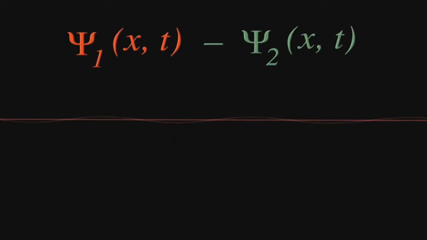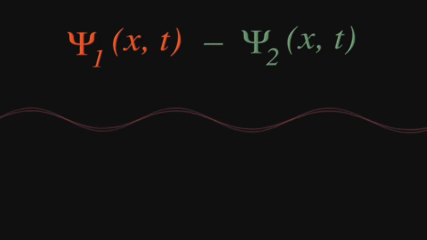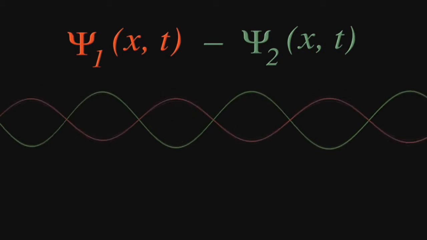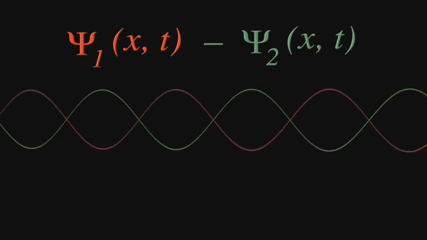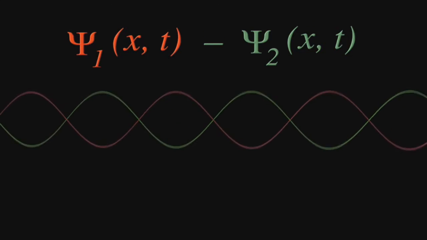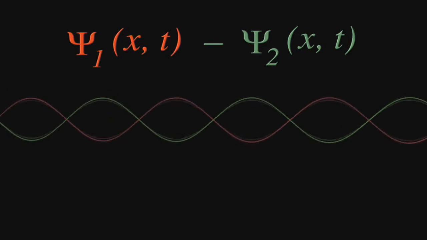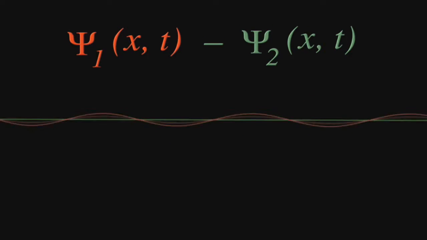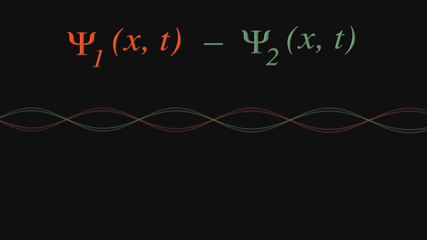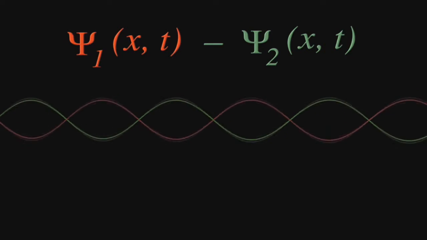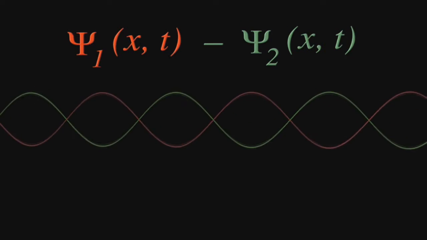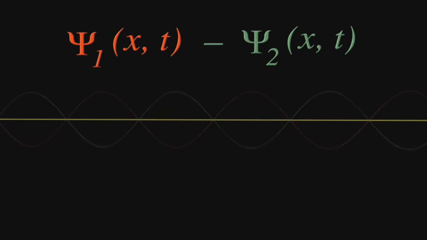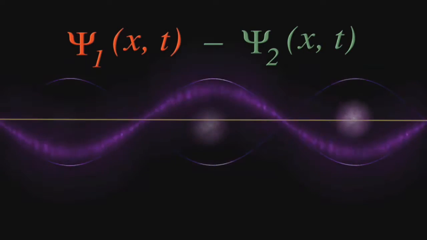Let's let this red wave represent the first part of the combined wave function, and this green wave represent the negative of the second part. If the electrons are in the same state, these two waves will be a mirror image of one another. As one goes up, the other goes down in perfect synchrony. So when we combine them, we get no wave at all.